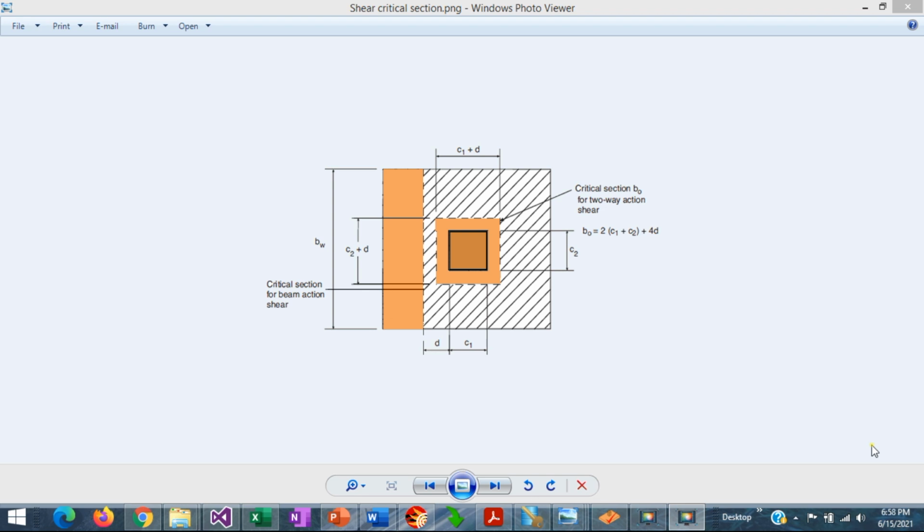In addition to the stability checks and the design for flexure, the spread footing needs to be designed for shear. But how do you calculate the shear capacity of spread footing? What are the checks that are required by ACI 318?